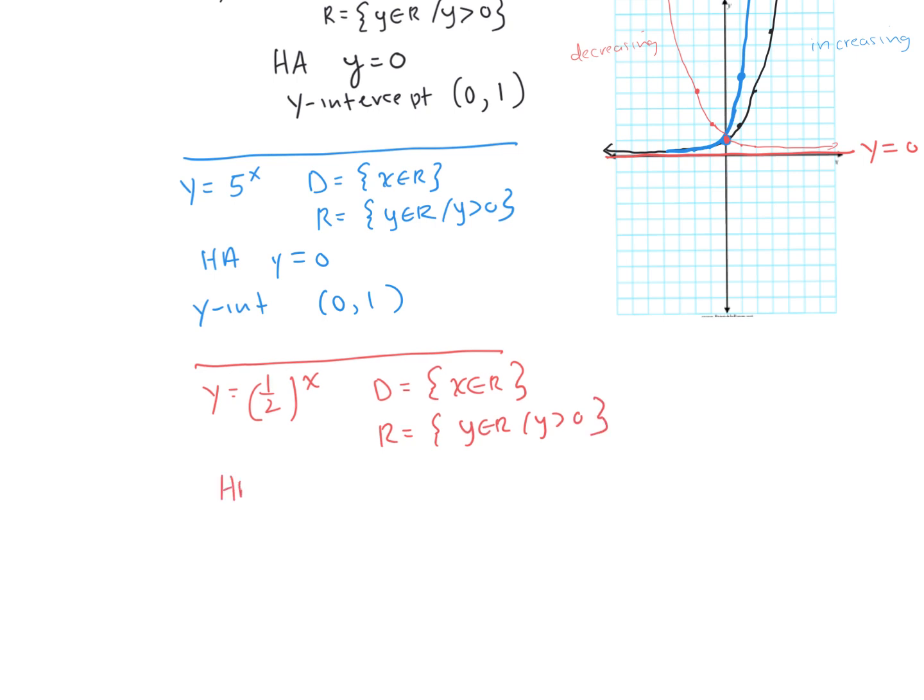The horizontal asymptote is still the y-axis, so at 0, and the y-intercept is still (0, 1). Nothing has changed. The only thing that's changed by changing the base to 1/2 is it is now going downhill.